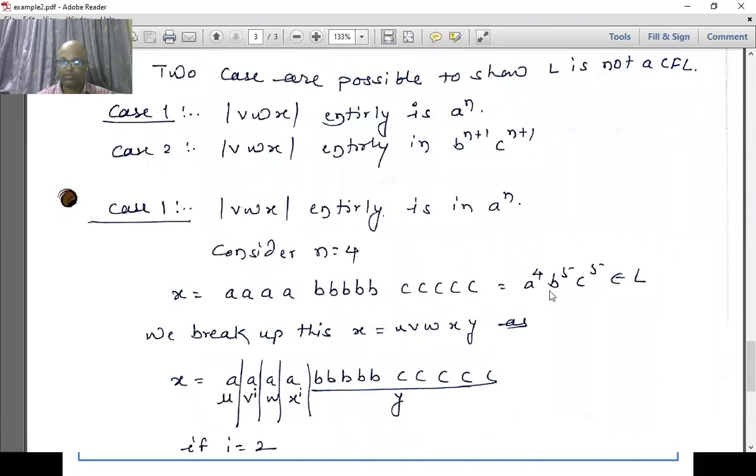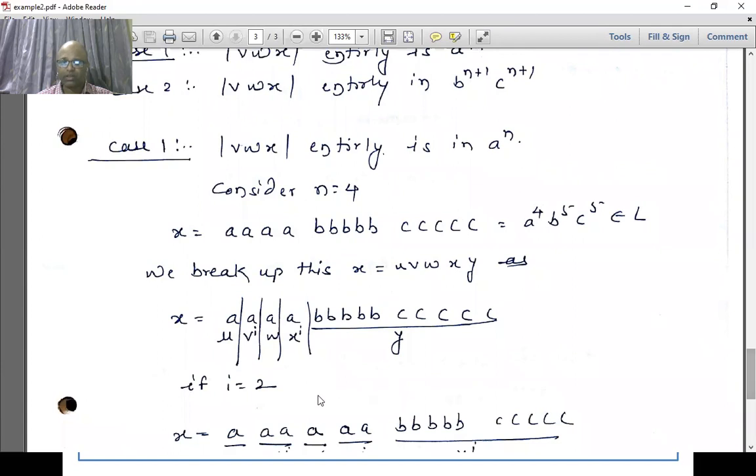So this is A raised to 4, B raised to 5, C raised to 5, and this is in the language. Now we wanted to make sure that, see this condition, you break up this string. Now entire VWX is entirely in A raised to n. So we make sure while breaking up this, the part of V and X should not be null, and we made it correct. So my V part is not null, X part is not null. See, this individual V and X have a single A and a single A.